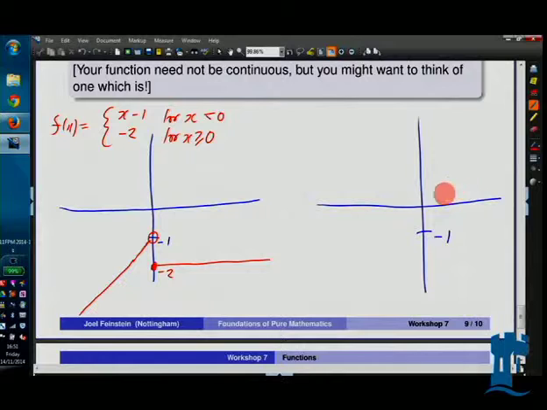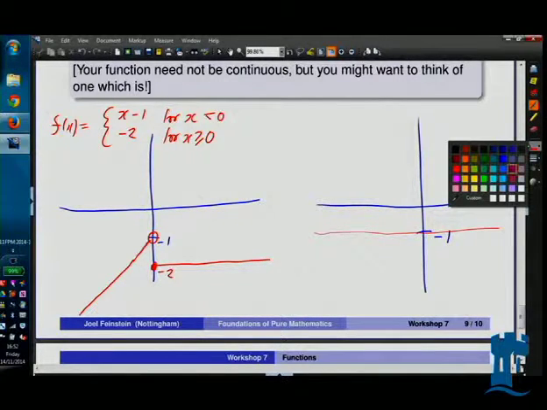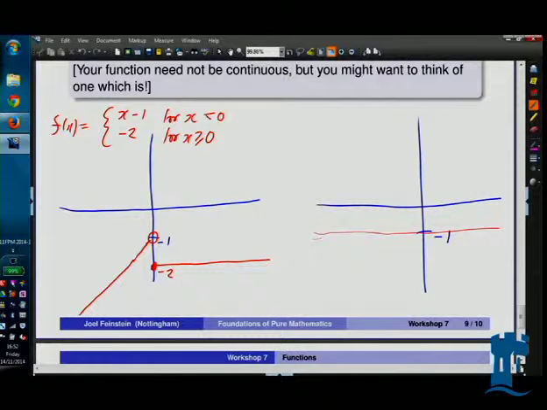But now suppose you want to get a continuous one. Then you better have an asymptote. One way to get an asymptote is to do something like this. And you could use y equals minus e to the x minus 1, or something similar to that. But there's loads of different examples.